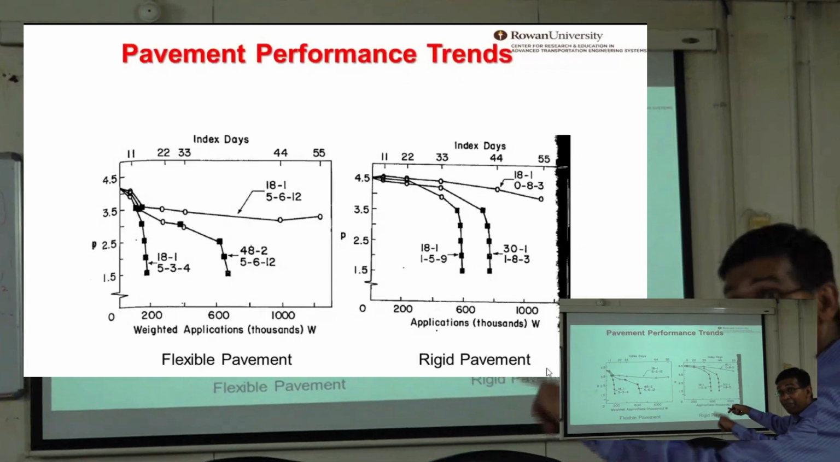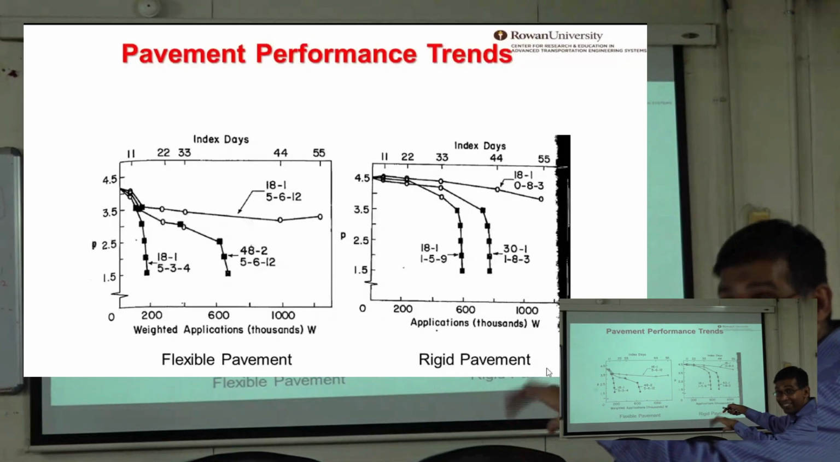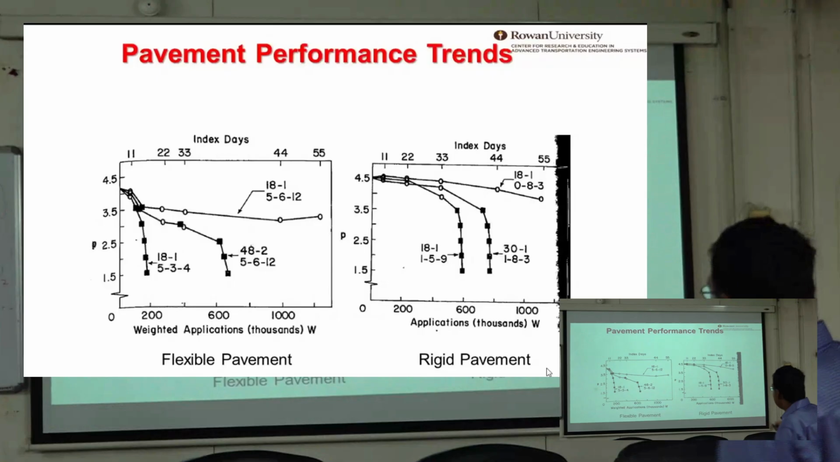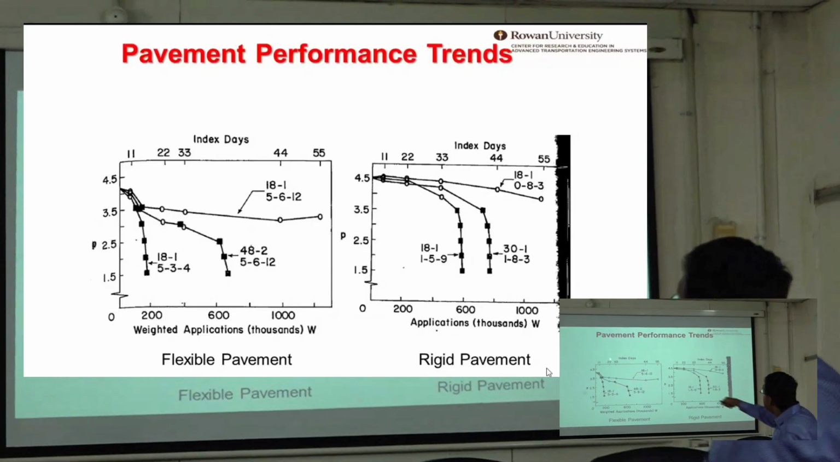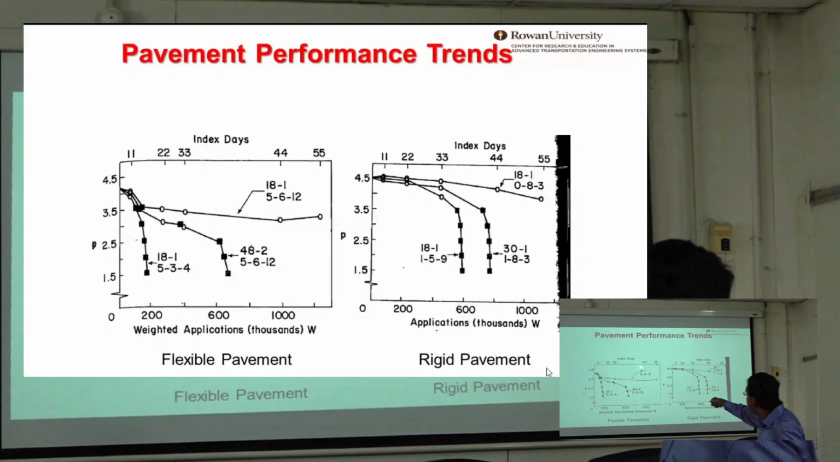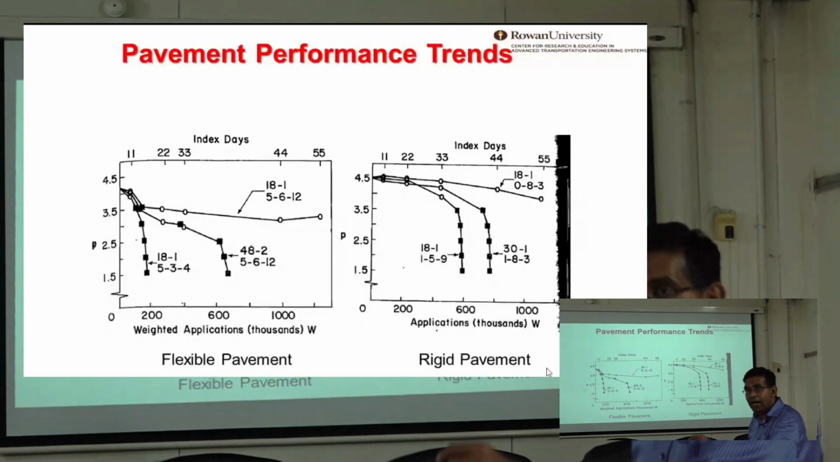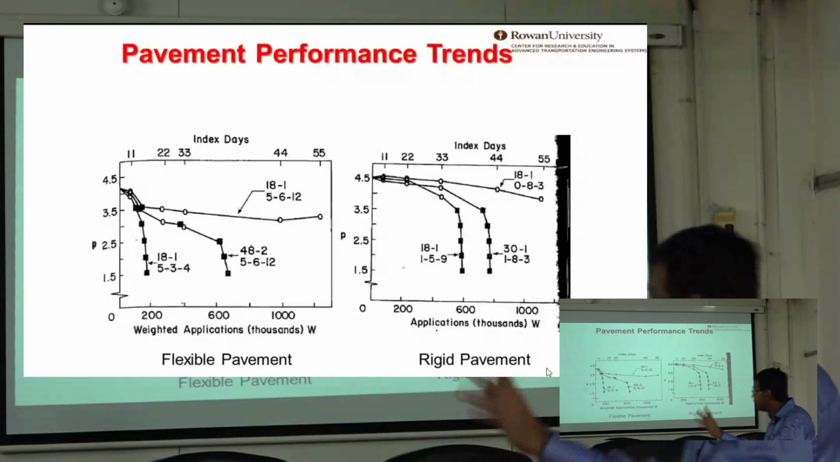This is raw data from the AASHTO, which we dug out. And that's how they did 18 kip single axle. I'm trying to remember what 5, 6, 12 are. Oh, these index days are the number of days that are below freezing. I think that's what it is.